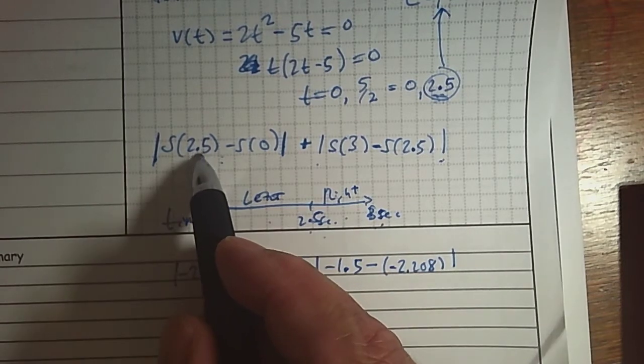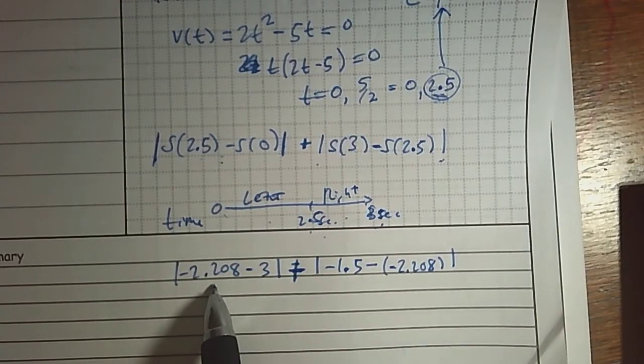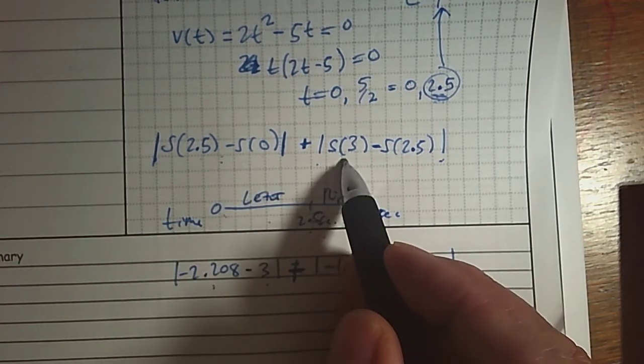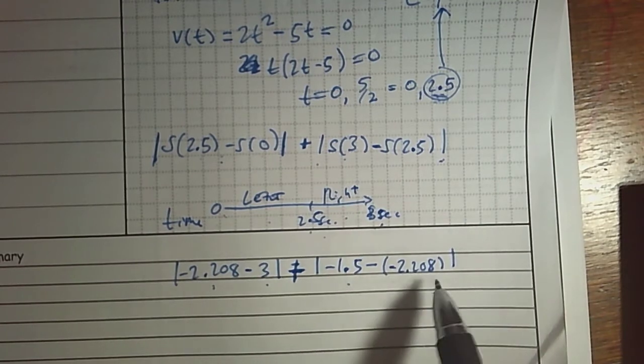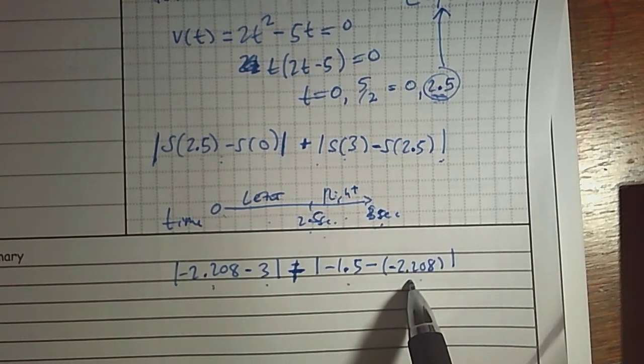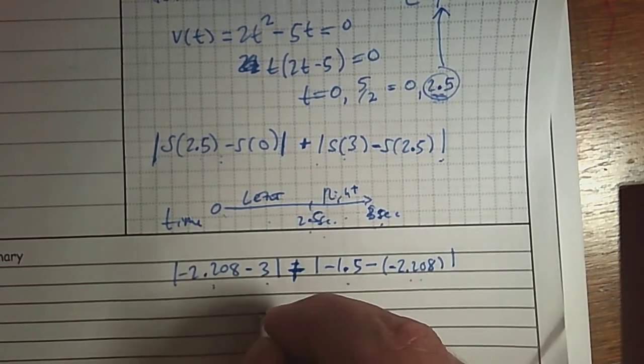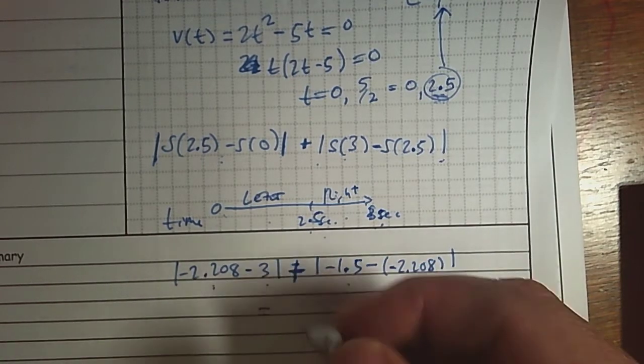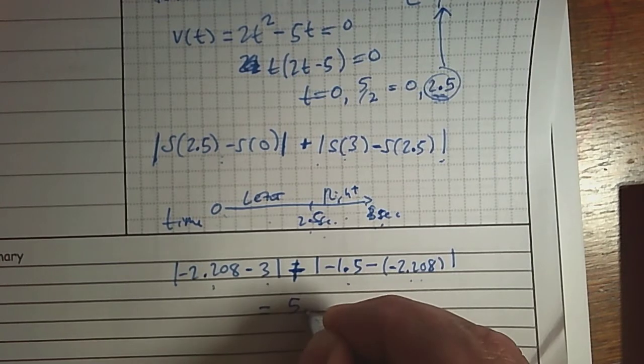So when you plug 2.5 in, you get this into the position equation. When you plug 0 in, you get that answer, when you plug 3 into the position and when you plug 2.5 into the position. That's what you put in your calculator, and then in the other side of your calculator, your answer would be, and you don't have to round, it's 5.916.